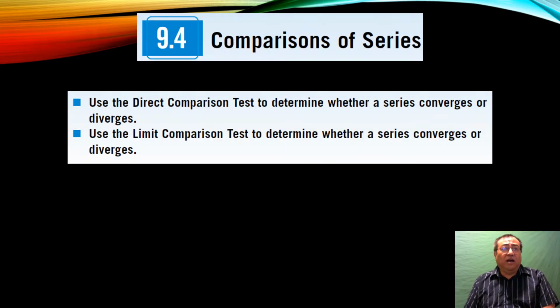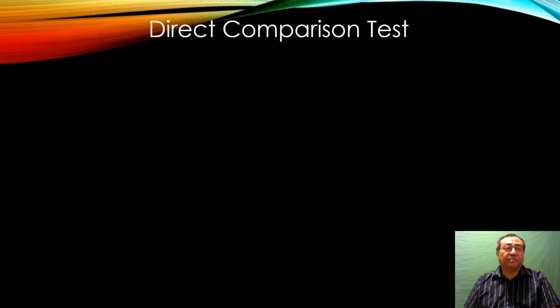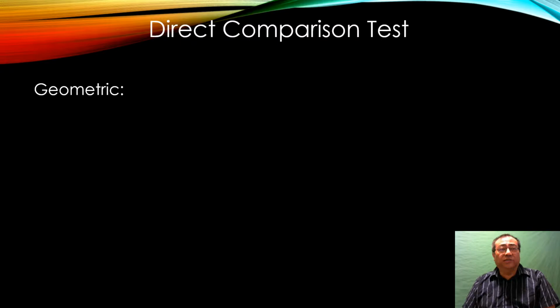All right, so let's start this. There are two tests in here: the direct comparison test, which is useful if you have something easy to compare to, and if you can't think of anything easy, then the limit comparison test. In fact, it's probably better to just use the limit comparison test whenever you can, and the other test when it's just obvious. Okay, so here, direct comparison test.